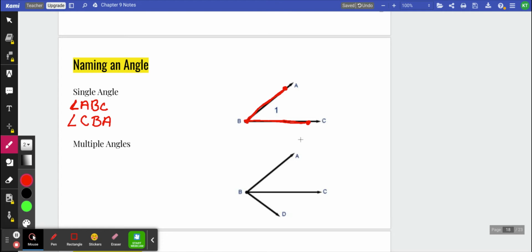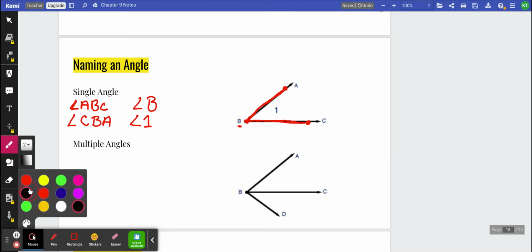Since there's just a single angle right here, I can also just use the vertex, angle B, and I know it's referring to this angle because there's only one angle created. You'll also see them insert numbers right here, so I could call that angle 1 as the reference.